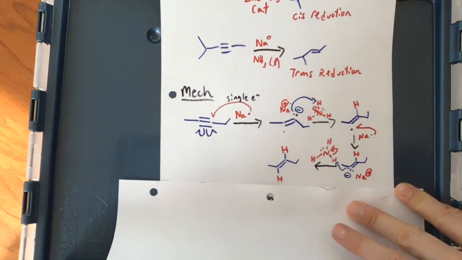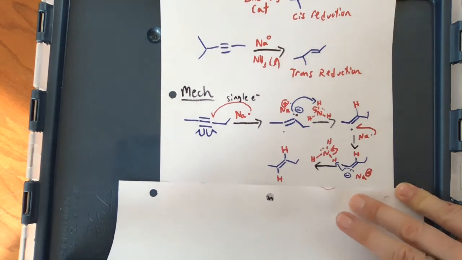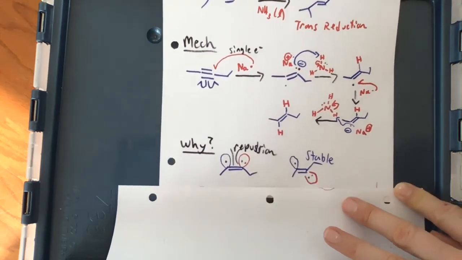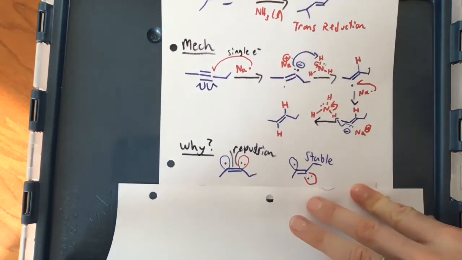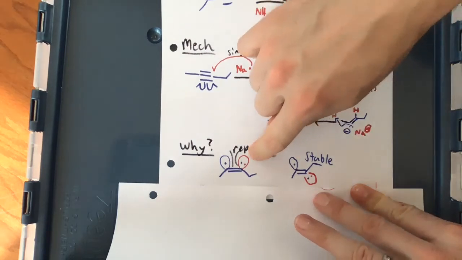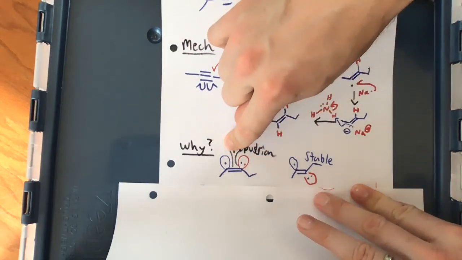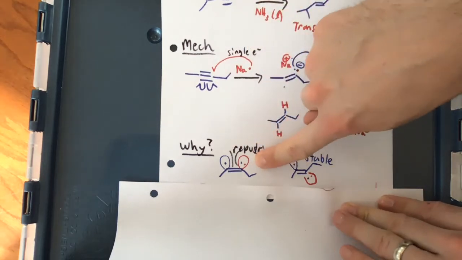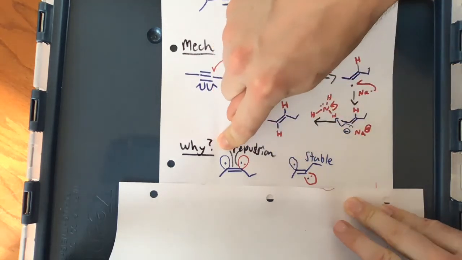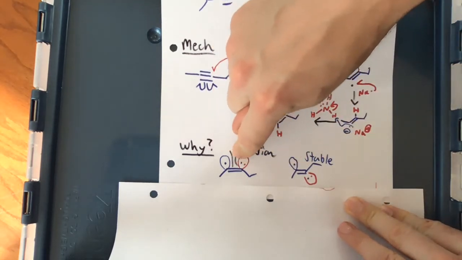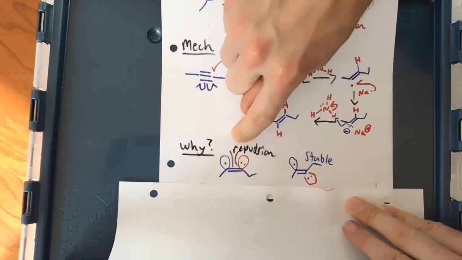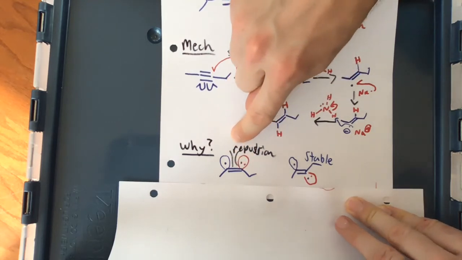And the question you may have is, why does this happen selectively to give the trans stereoisomer? And the answer is because if you have the cis isomer of the anion radical, in that case, you would have both the anion electron cloud and the radical electron cloud on the same face of the alkene. And there would be a lot of electron repulsion here. This would not be a very happy molecule.